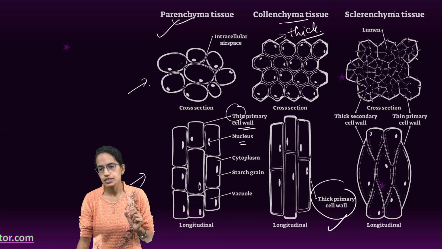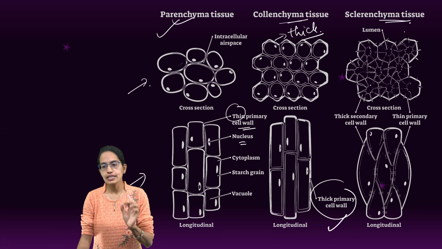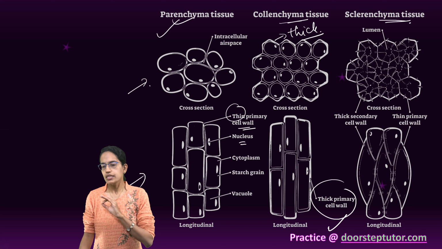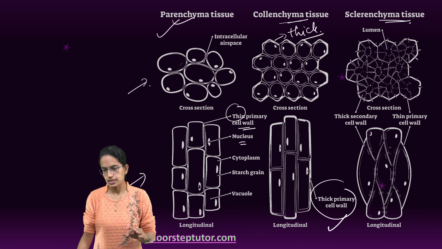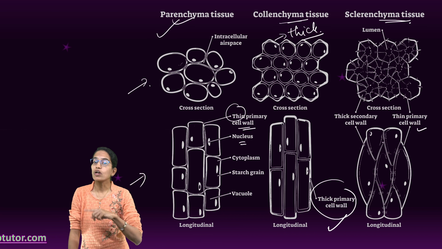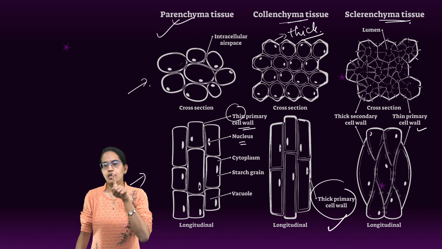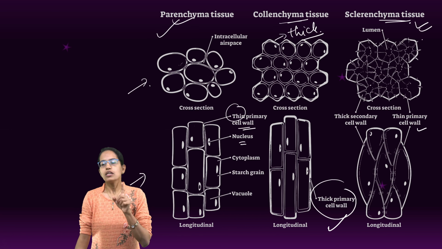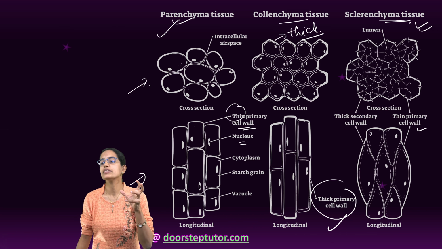And then we have sclerenchyma. Sclerenchyma are dead, thick and lignified cells. They do not have any intercellular space. There is no cytoplasm, and they have an end-to-end arrangement, as you can see. The primary cell wall is thin, but the secondary cell wall is thick. Again, a very important characteristic. Among all these, sclerenchyma is the one which has dead and thick lignified walls. So very, very important. And the idea of sclerenchyma is to provide support to the plant.